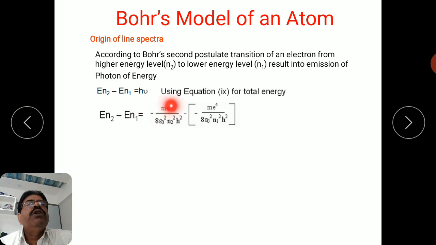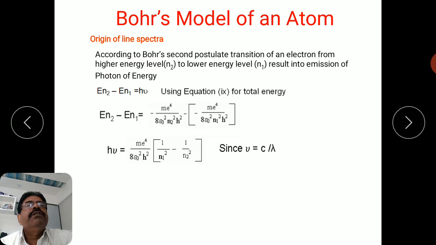of energy h nu. Earlier we defined the equation for energy, that is equation 9. If you substitute the values of n as n2 and n1, you can write En2 minus En1 is equal to minus me raised to 4 upon 8 epsilon 0 square n2 square h square, minus the other value, that is n1. So minus, again minus me raised to 4 upon 8 epsilon 0 square n1 square h square. This minus minus will become plus, and we have seen that En2 minus En1 is equal to h nu. So the left hand side is h nu, and on the right hand side we can take a common term. What is that term? Me raised to 4 upon 8 epsilon 0 square h square. In the bracket we have 1 upon n1 square minus 1 upon n2 square, because this minus minus will become plus.